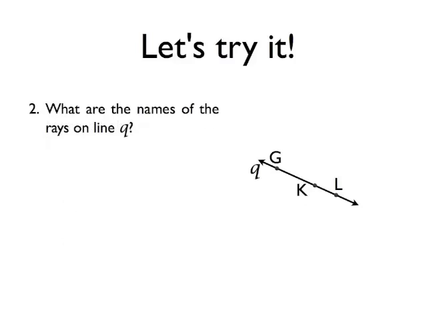Another question. What are the names of the rays on line Q? Well, we have the ray GK, which can also be named the ray GL. Going in the opposite direction, we have the ray LK, which we can also call ray LG. And then starting from the middle, we have ray KG and ray KL.